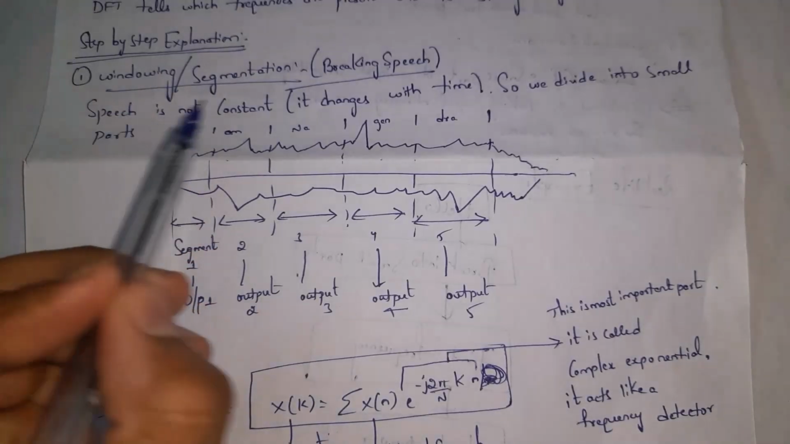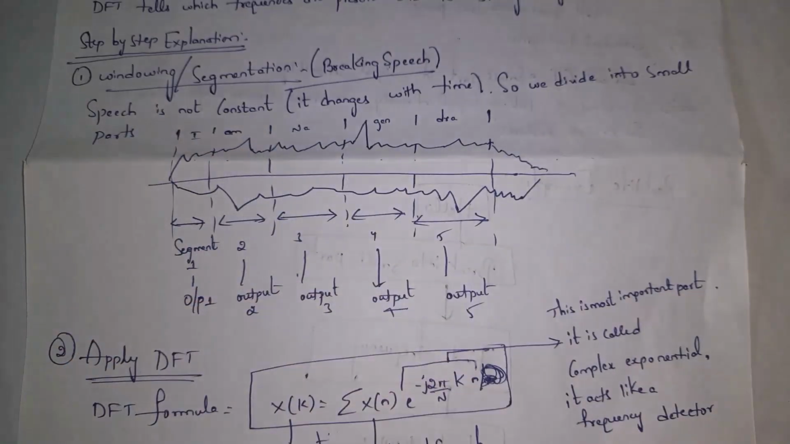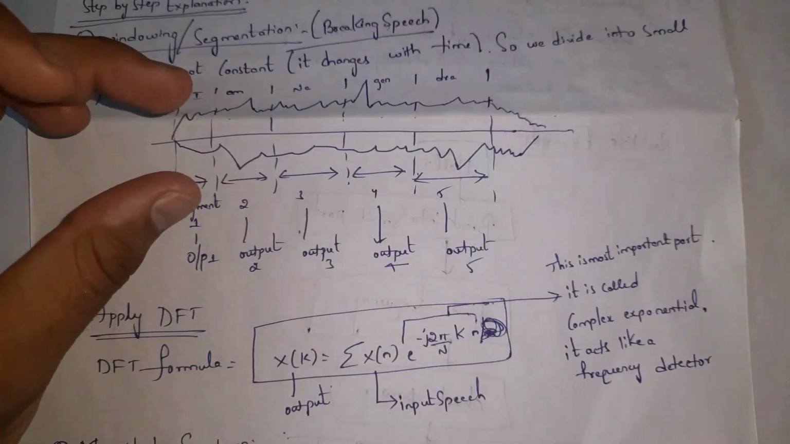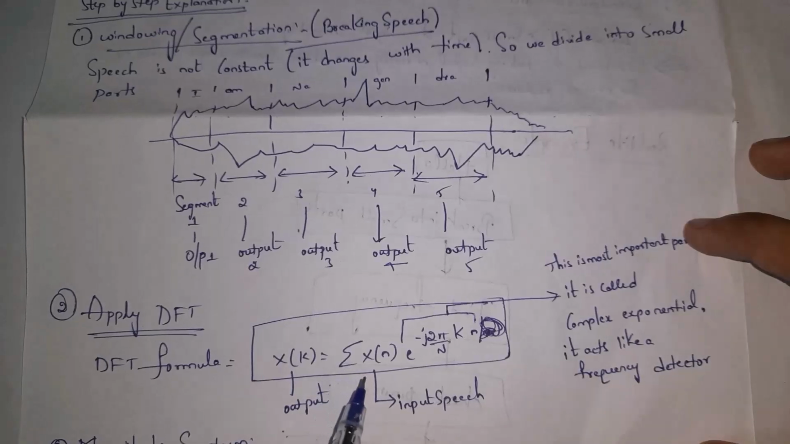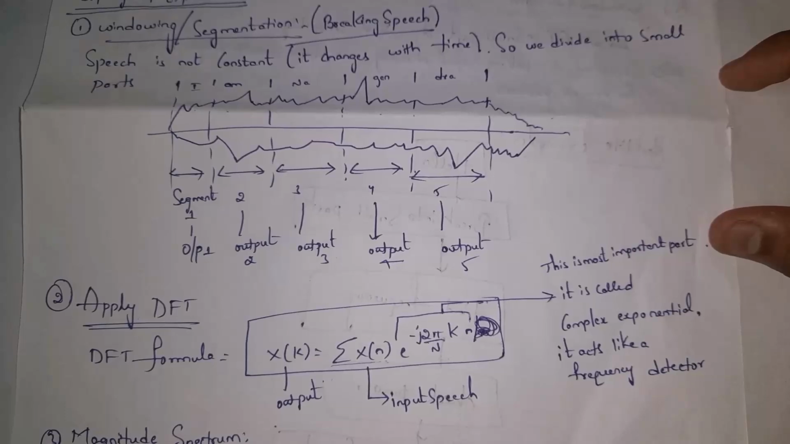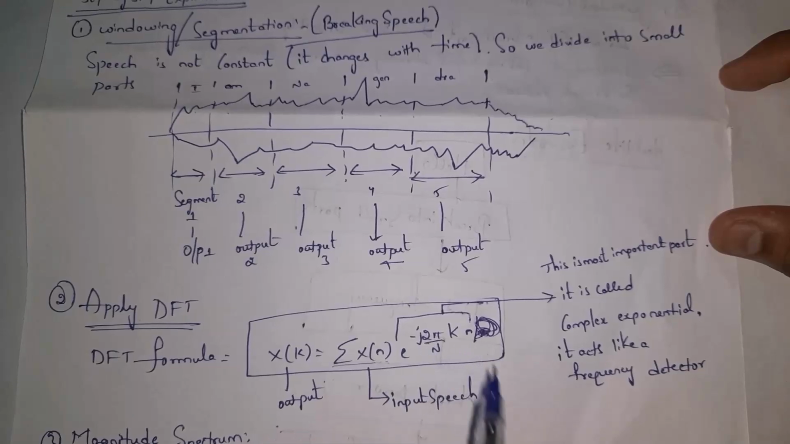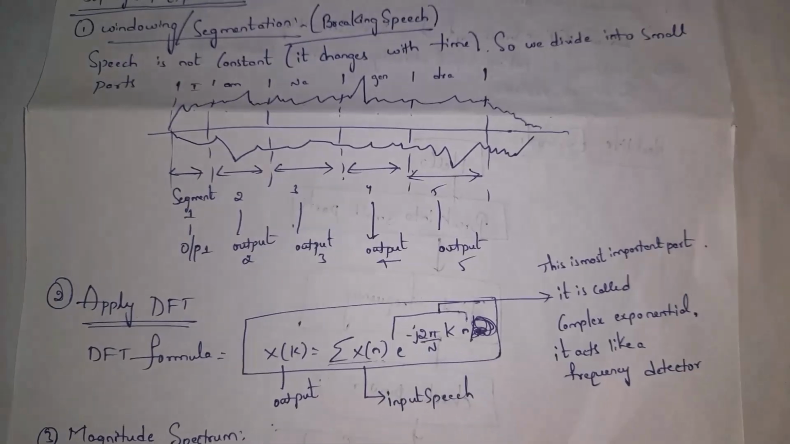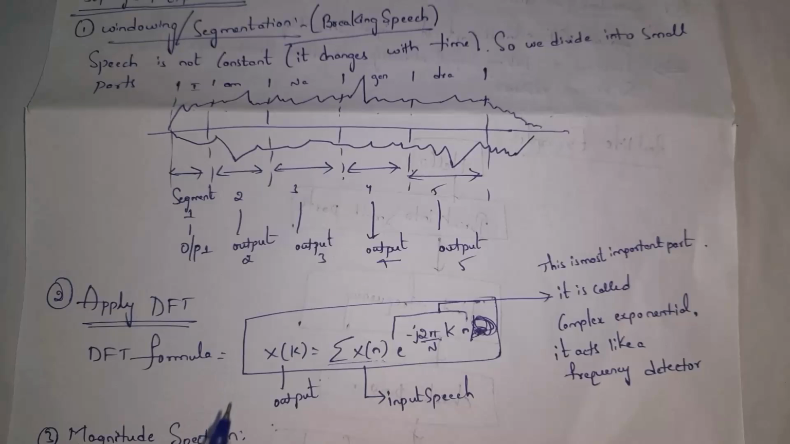For example, "I am Nagendra" is divided into 5 parts. For each part, we need to apply the discrete Fourier transform in order to identify frequency. X of k is the output, that is the frequency, and x of n is the speech. So for each part of our speech, we apply the complex exponential, that is e to the power of minus j 2 pi by N kn. This is the formula for the complex exponential. Frequency is nothing but the output, that is X of k.